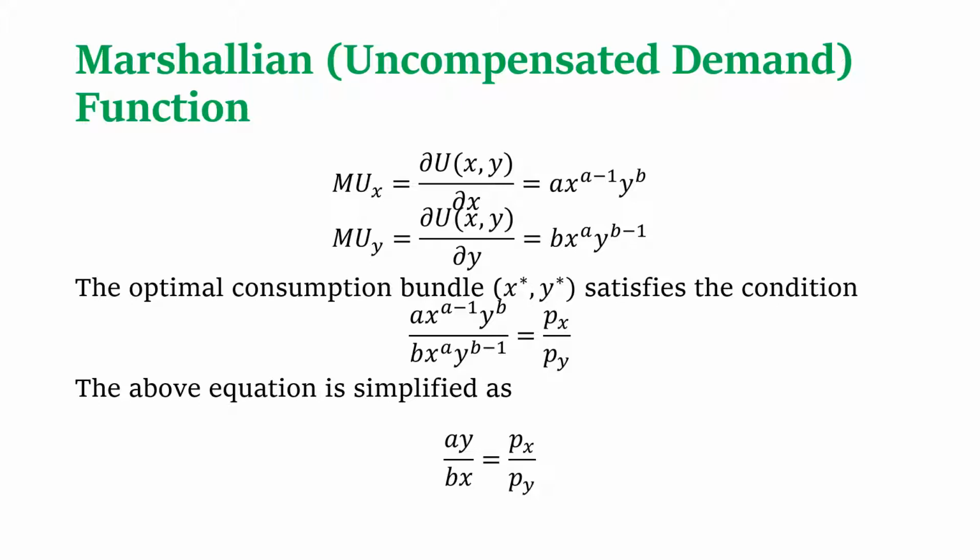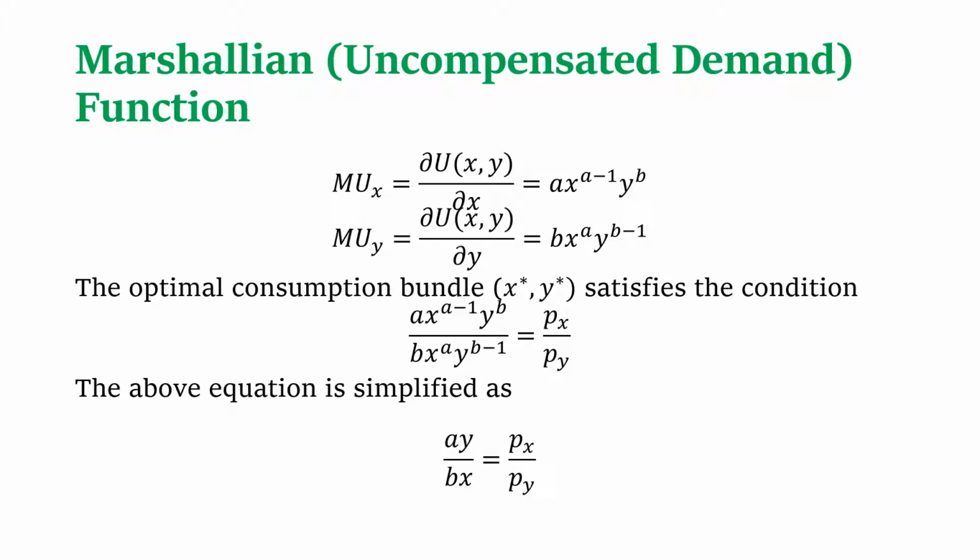And now we have y to the power b, divided by y to the b minus 1. So we do the same thing. y^b divided by y^(b-1) is the same as y^(b-(b-1)).